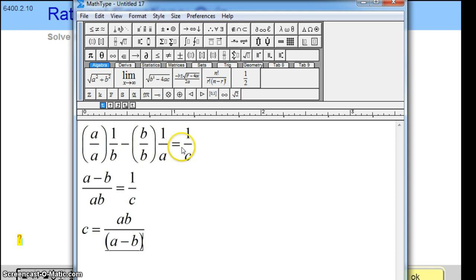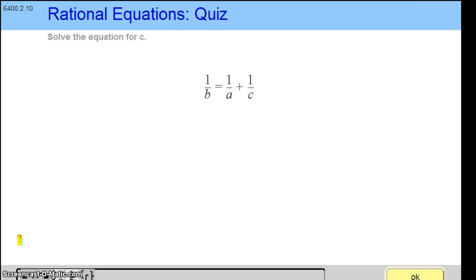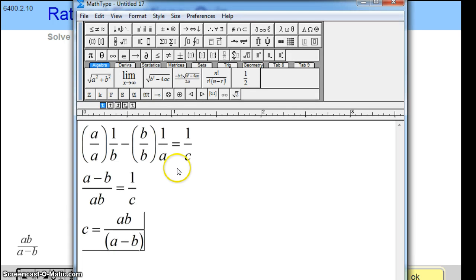So the strategy here was to get c kind of by itself. We have 1 over c, and we got that by itself. We found a common denominator, and then we cross-multiplied and divided. So we cross-multiplied to find c, and we isolated it here. This should be our answer. We can look here and see what the correct answer is. So ab over a minus b, and that's the answer we got. And that's all.